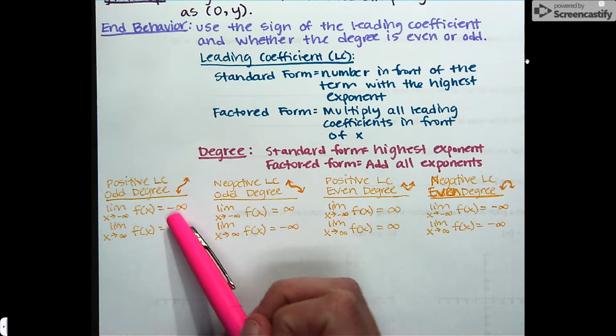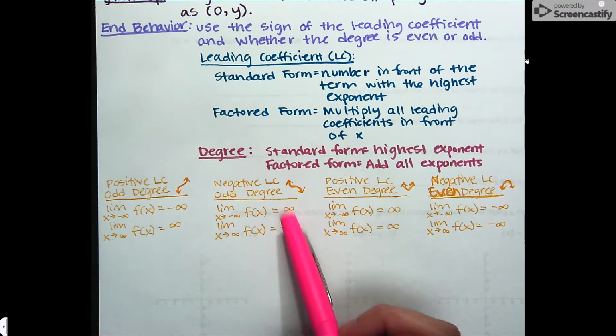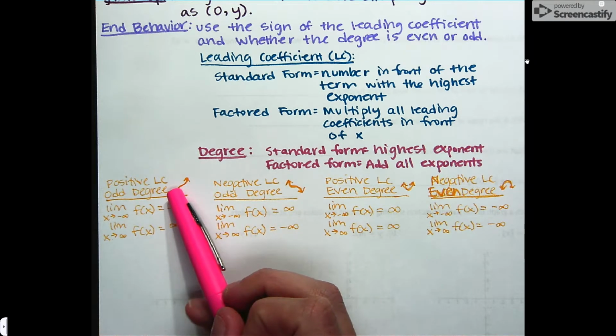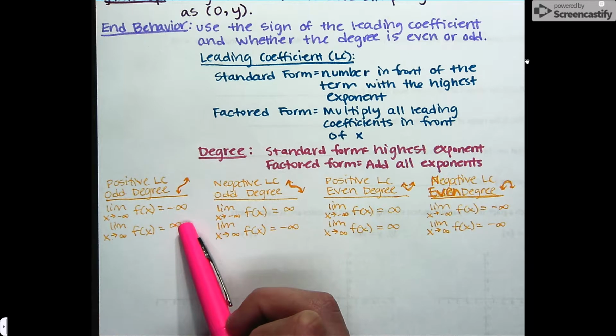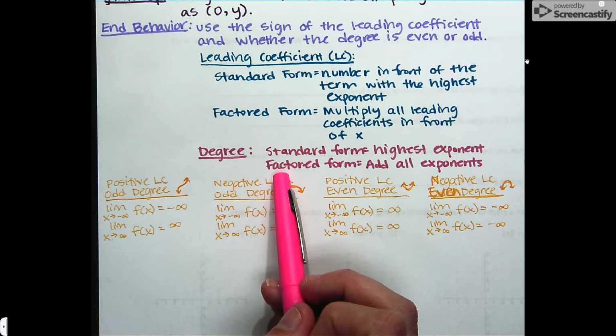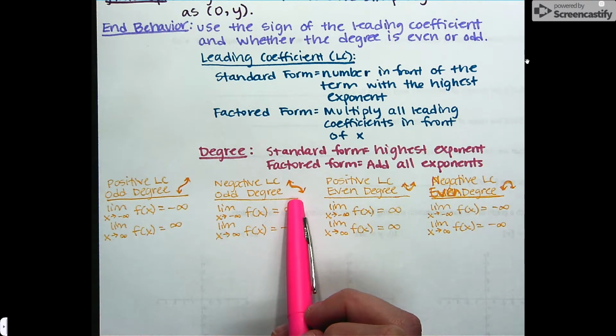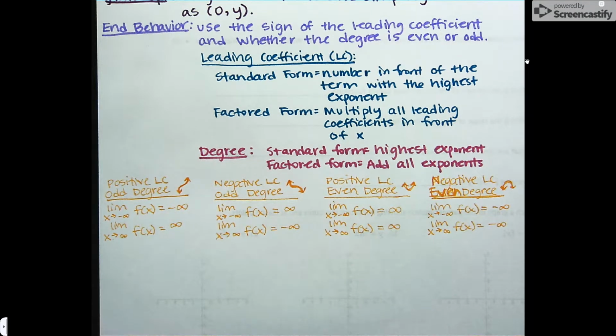Odds do the opposite, and the way you remember which one's which, well, odd positive increases, so it starts at negative infinity, ends at positive infinity. And negative odd decreases, so it starts at positive but ends negative because it's decreasing.